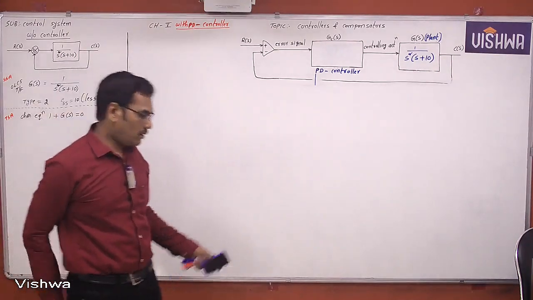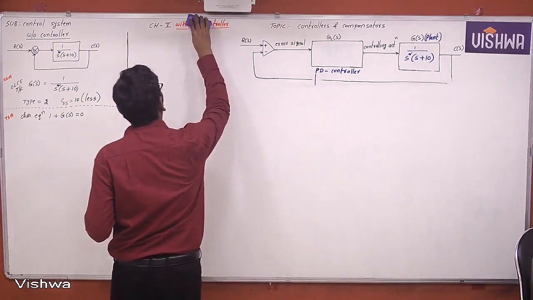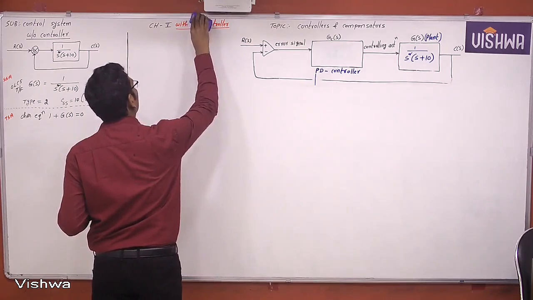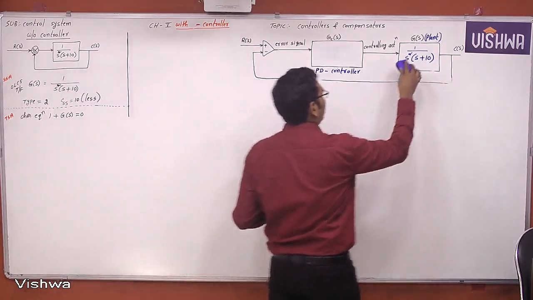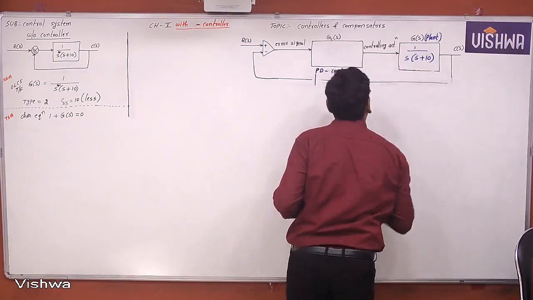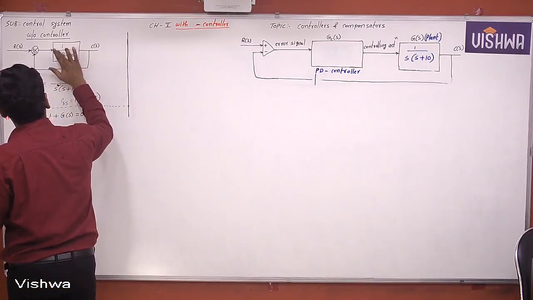Okay, student. Now, this is the PD controller. Now again I will take one plant, 1 by S into something. First we will see without controller.